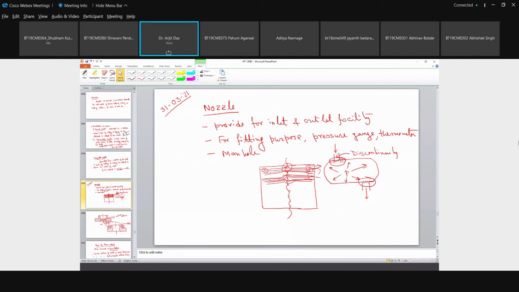So it is used. Now I am again drawing this figure because it is already drawn. Now you see, suppose this is the shell, this is the thickness.